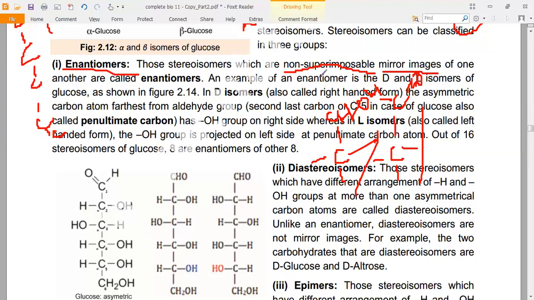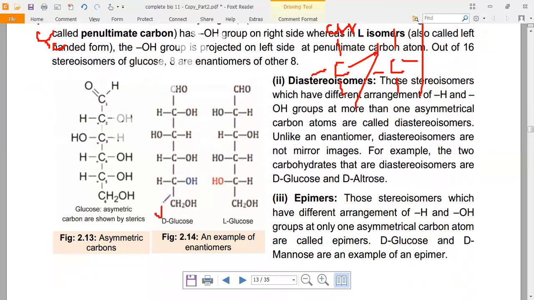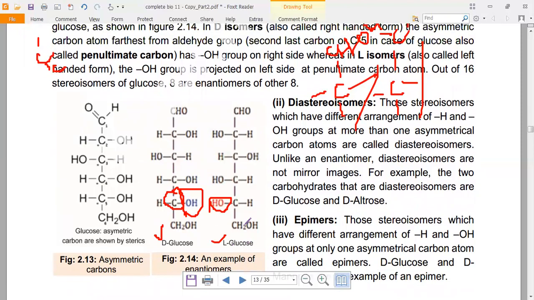An example of enantiomers is the D and L isomers of glucose. Here the change happens on the penultimate carbon atom, the second last carbon atom. If the hydroxyl group is on the right side, this is called D-glucose. If the hydroxyl group is on the left side, this is L-glucose. So these are two examples of enantiomers.